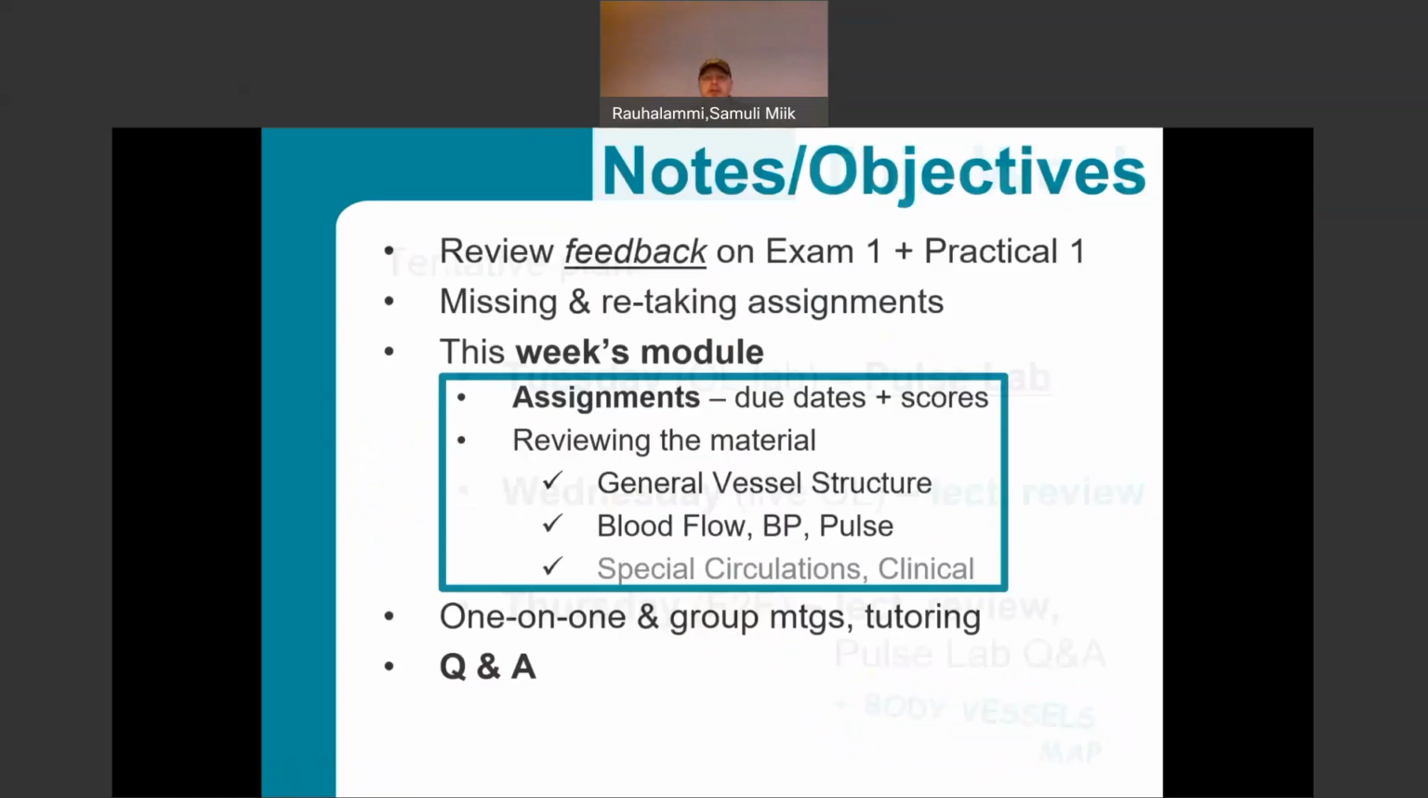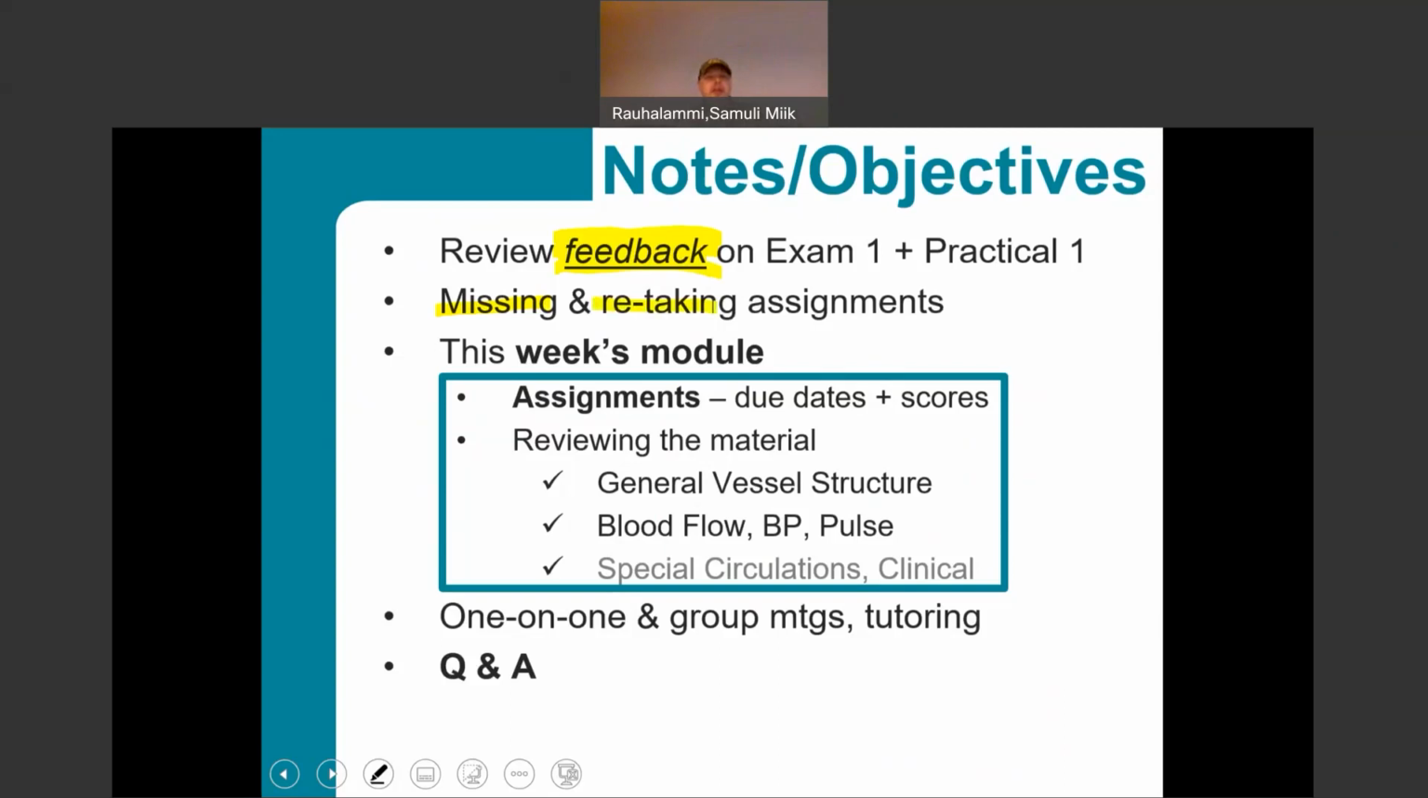Two things that I really wanted to do today. I wanted to remind you that the final grades for the exam and practical have been available for a while now. If you haven't had a chance, make sure you review the feedback. I take quite a bit of time to write individual feedback for everyone, so I really encourage you to look through those. Also, if you are missing any assignments or wish to retake any assignments, that would be the time to contact me and we will tackle those.